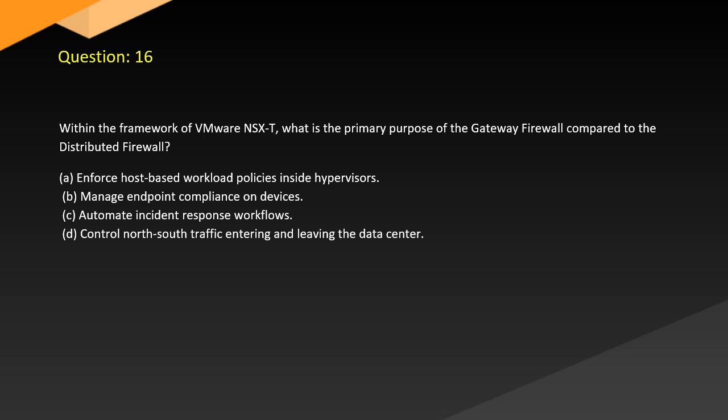Question 16. Within the framework of VMware NSX, what is the primary purpose of the gateway firewall compared to the distributed firewall? A. They enforce host-based workload policies inside hypervisors. B. Manage endpoint compliance on devices. C. Automate incident response workflows. D. Control north-south traffic entering and leaving the data center.